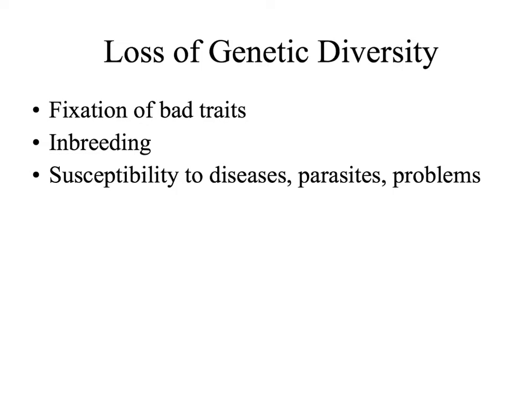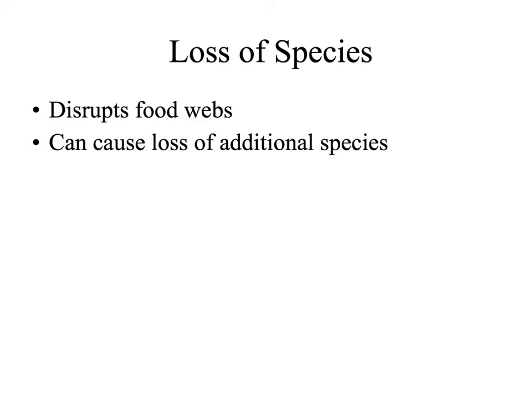Populations that are less diverse are often susceptible to things like diseases, parasites, and other problems, and this brings about death of individuals, and eventually lack of genetic diversity can bring about death of a species. When we start to lose species, we disrupt food webs. This can cause an entire community to collapse. So sometimes we lose one species, and this is a domino effect, and many others will follow.